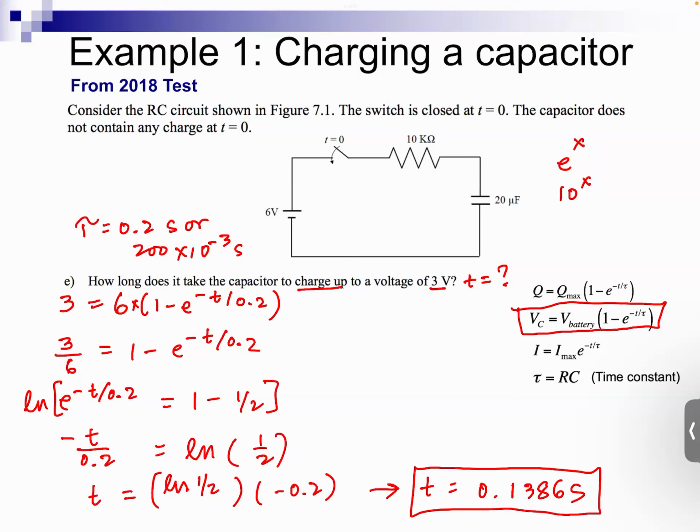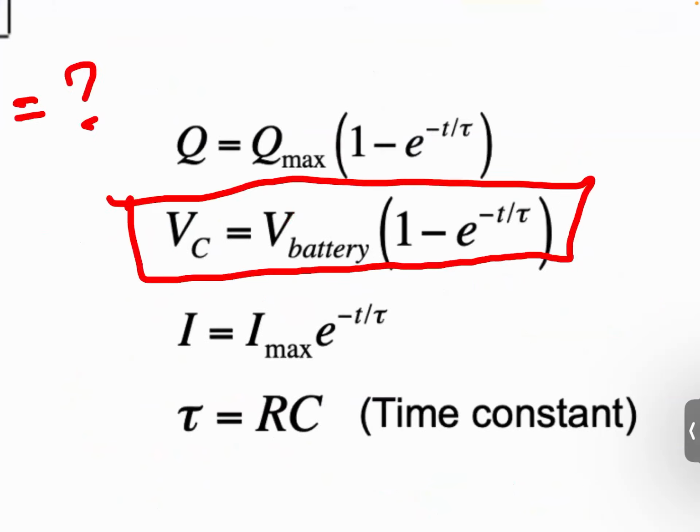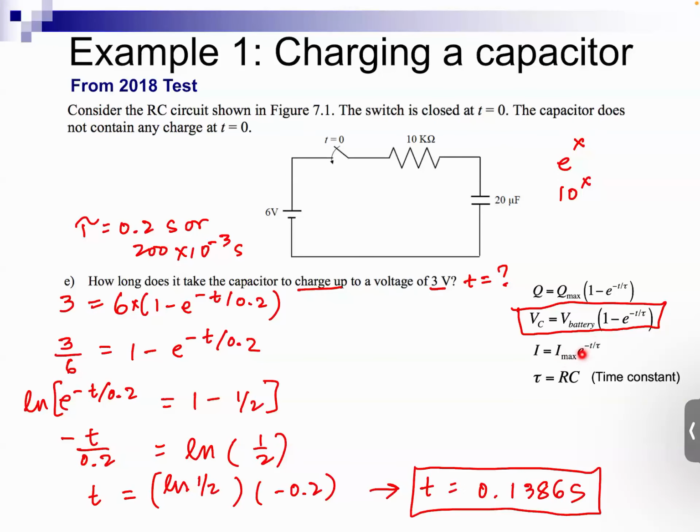Good. Any question about this solution? Right. Good. If you're a bit rusty, just remember this. It's a formula of how to rearrange it to isolate t. The process is the same, regardless of whether you're manipulating voltage or charge or the current. It's ln to get rid of that e.